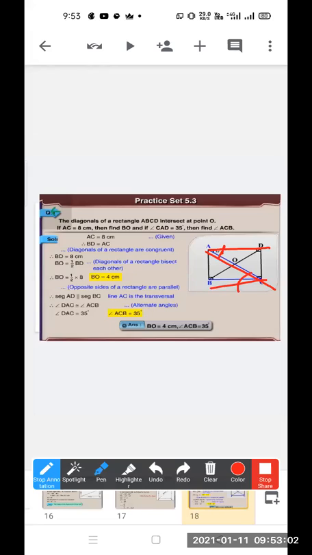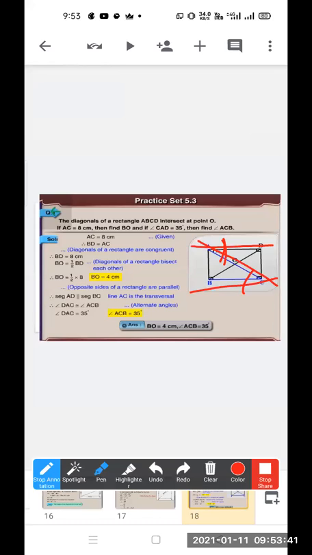They are which angles? They are alternate angles. So angle DAC is congruent to angle ACB. They are alternate angles. Angle CAD is given 35 degree, or we can say angle DAC is given 35 degree. Therefore angle ACB is also 35 degree. If they are parallel and this is a transversal, it is forming Z.